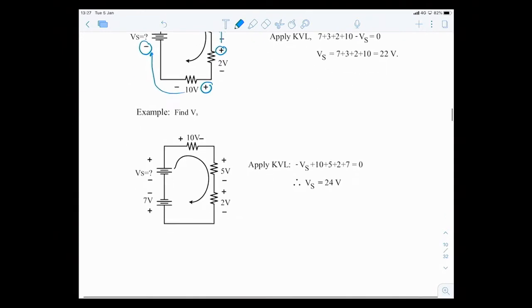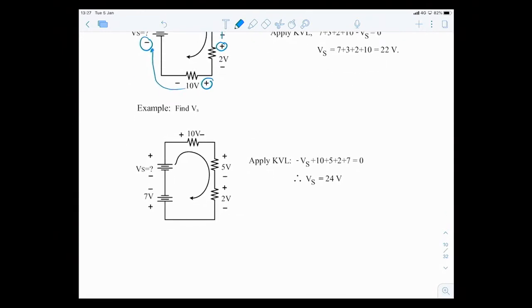Now how about this one here, this example? Okay, so write down KVL for this loop, let's say I1. So if I'm going to walk from this point onwards, right? So I walk from here, see negative sign, minus Vs, then go up here, see positive 10 volt, positive 5, right? Good. Positive 2. And then this is positive 7 equal to 0. So therefore your Vs is equal to 24 volt.